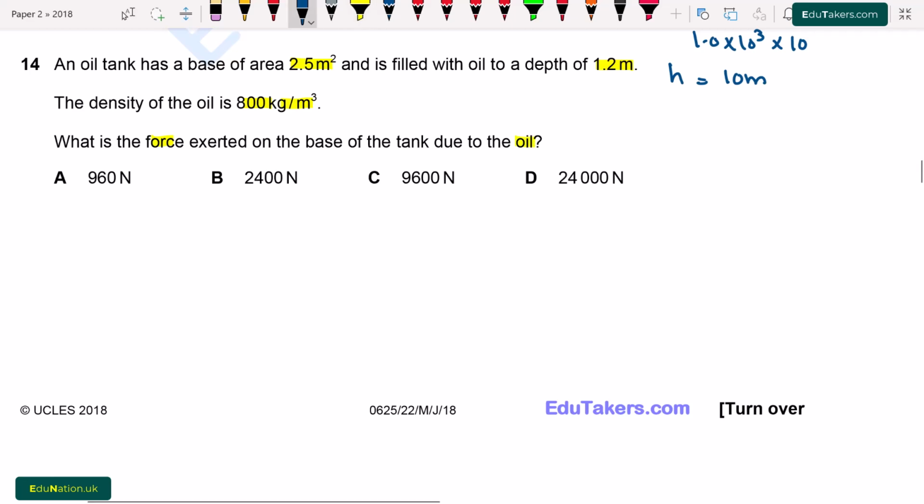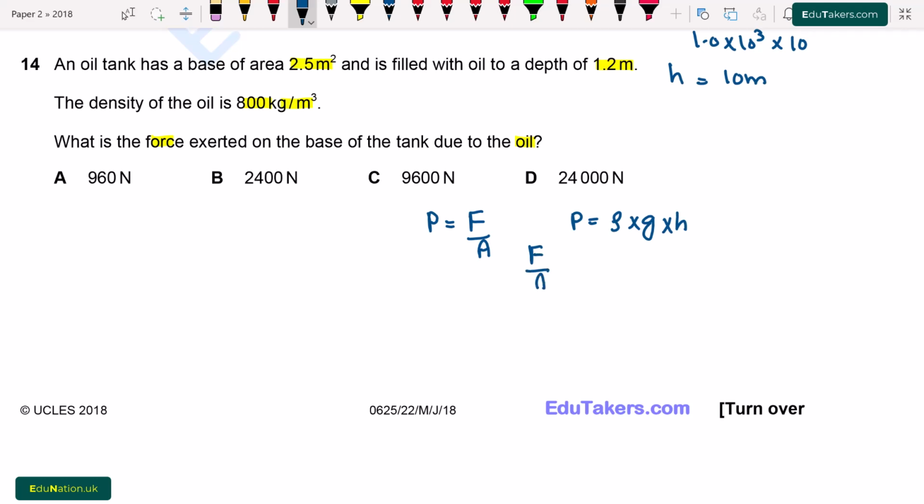So here we have to find out the force exerted on the base of the tank, which is due to the oil. So again I use here the formula that pressure is equal to force over area, and pressure is also equal to density multiplied by g and multiplied by height. Now I am going to compare both of these.